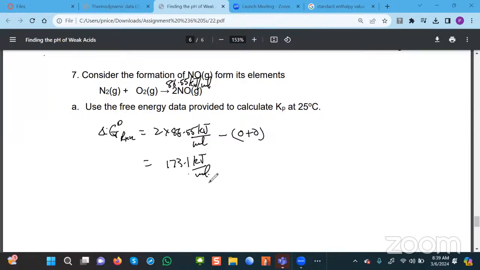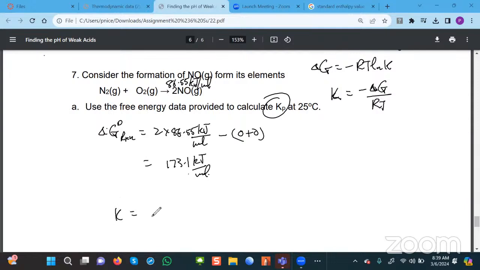Now, again, the relationship between delta G and Kp is this. So basically, it's the same equation that we're going to use. K would be equal to e to the minus delta G over RT, because the question is asking you to find K. This time it's Kp, same K, equilibrium constant. Can't forget that. Okay.